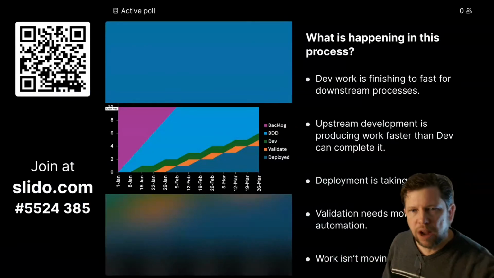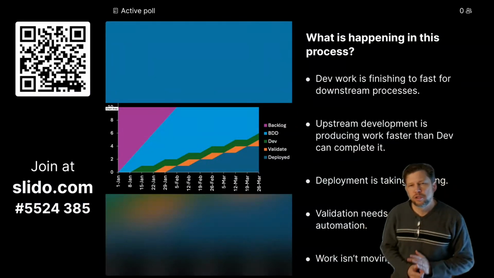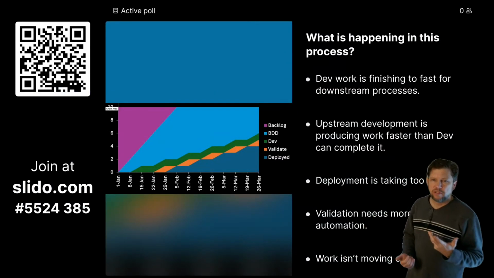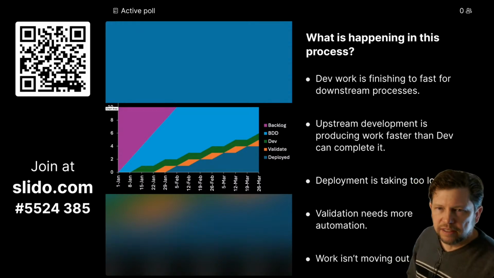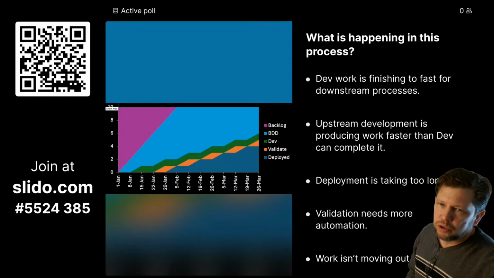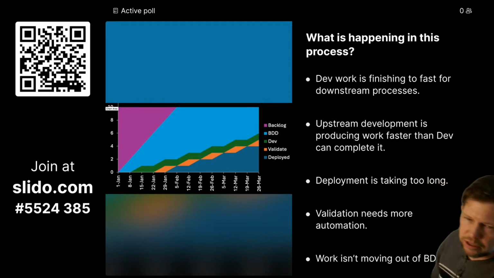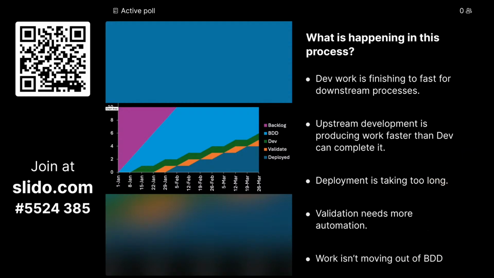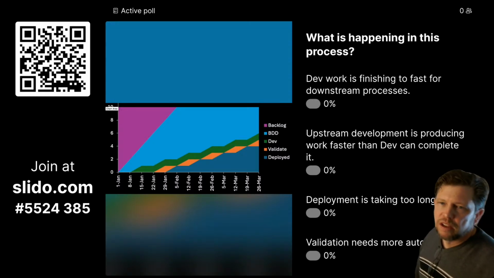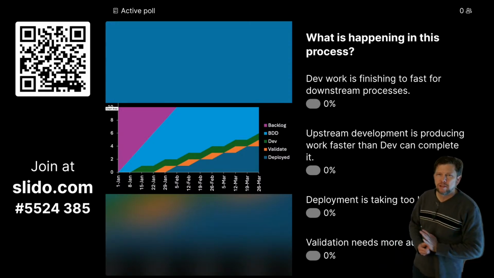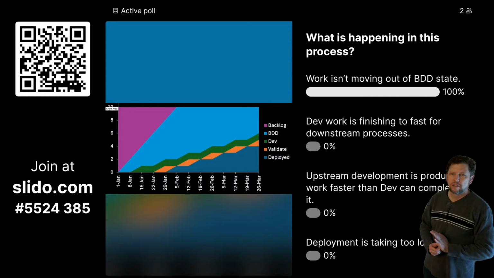So what's happening in this process? So how would you describe what's happening? That dev work is finishing too fast for downstream processes. Upstream development is producing work faster than dev can complete it. Deployment is taking too long. Validation needs more automation, or work isn't moving out of BDD. Which one of those do you think describes what's here?